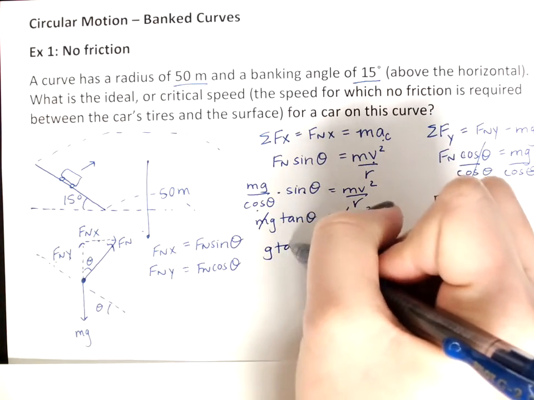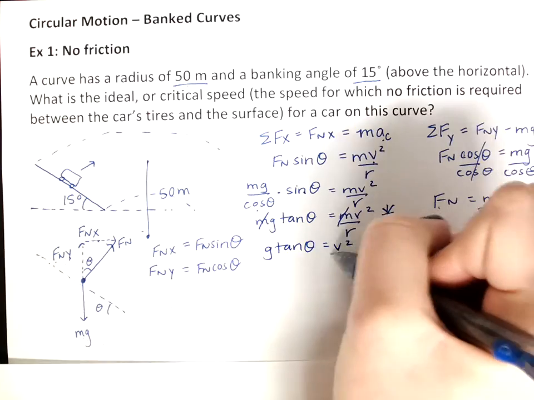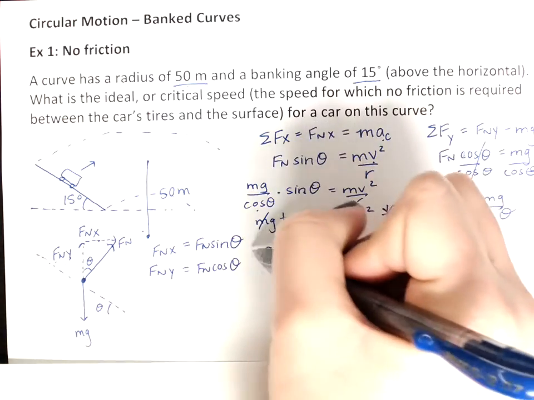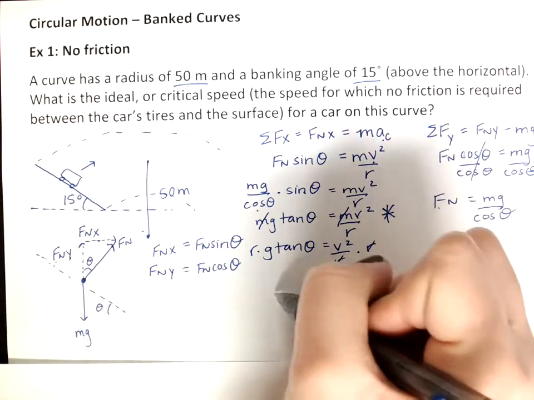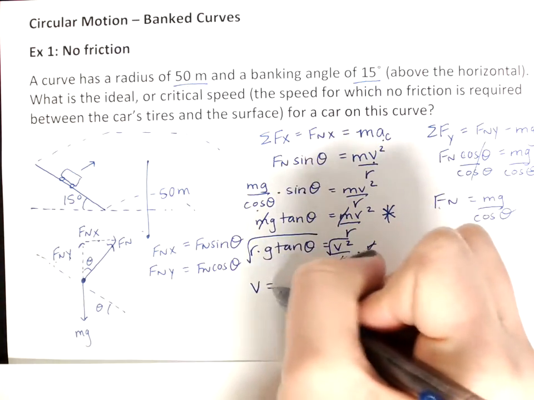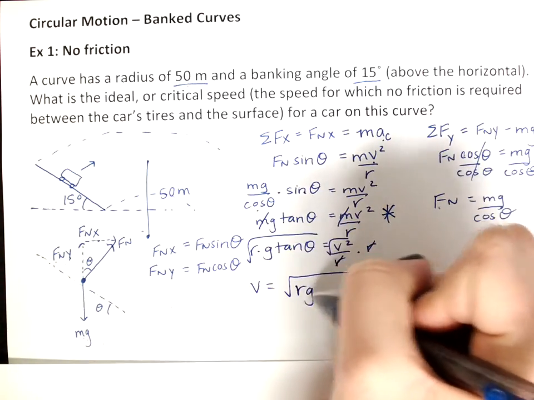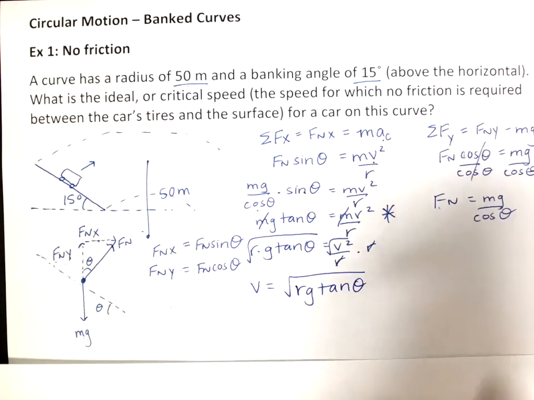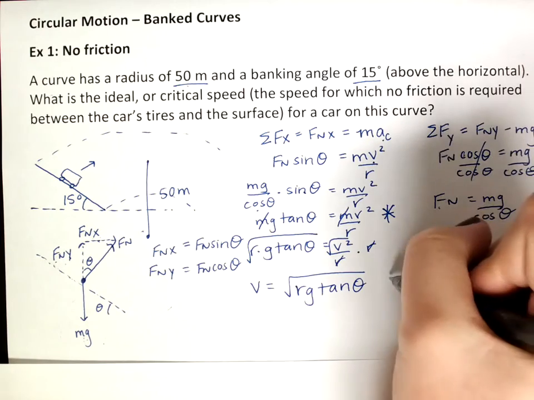G tan theta equals v squared over r. Let's multiply r on both sides. You get v by itself. Let's go ahead and take the square root of it at the same time. V is equal to the square root of r g tan theta. There's our equation that we need.